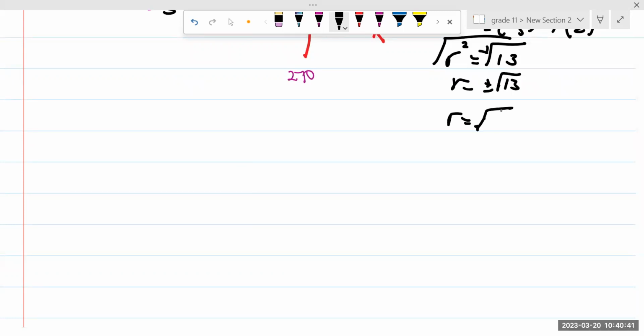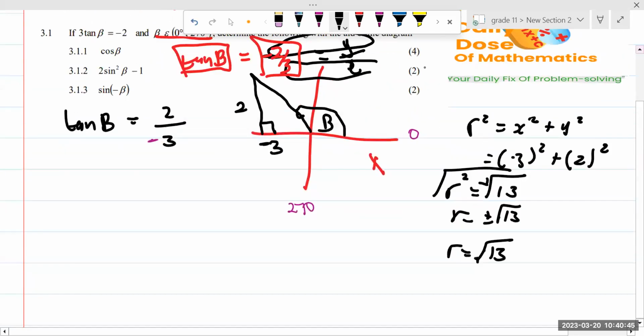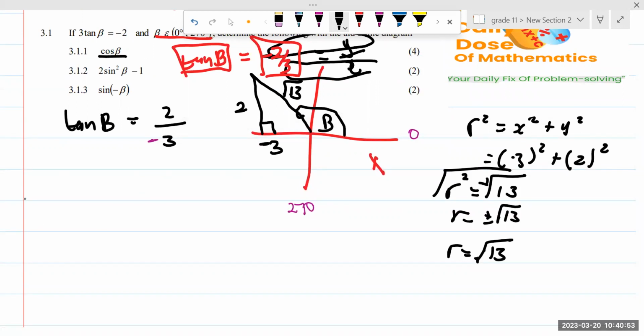Then it says our r is going to be the square root of 13. Then we can say, yes, this is going to be the square root of 13. Then they ask which one is going to be the cos of beta. 3.1.1, what is going to be the cos of beta? How do you define cos?